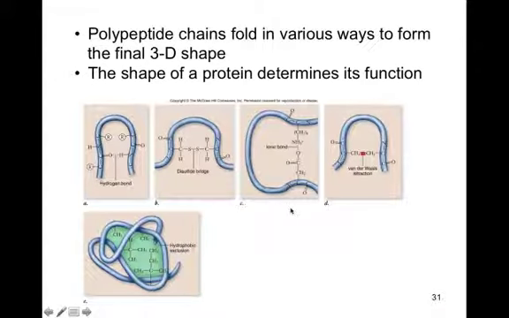Polypeptide chains fold in various ways to form their three-dimensional shape, and the shape of the protein really determines its function. Here's an example of some attractions between various regions of molecules that might cause the polypeptide chain to fold and bend into various shapes. In the green area, you can see that this is a hydrophobic region. Let's say this protein was floating around in a cell. It's in an aqueous environment, or a hydrophilic environment. So anything that's hydrophobic, that is the non-polar portions, will naturally fold to the inside in order to stay away from all of the water molecules.